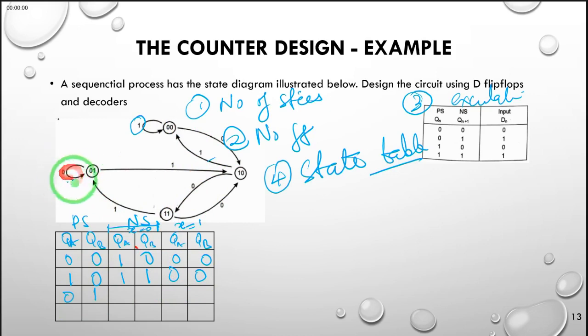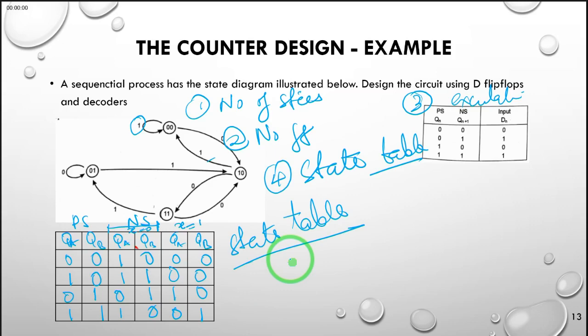So we are at state 01. When X is 0, we remain there, but when it's 1, we go to 10. Finally, we are at state 11. When the external input is 0, we go to 10, and when the external input is 1, we go to 01. So this is what is called the state table of our sequential process. Our state table now is similar to what we have developed.